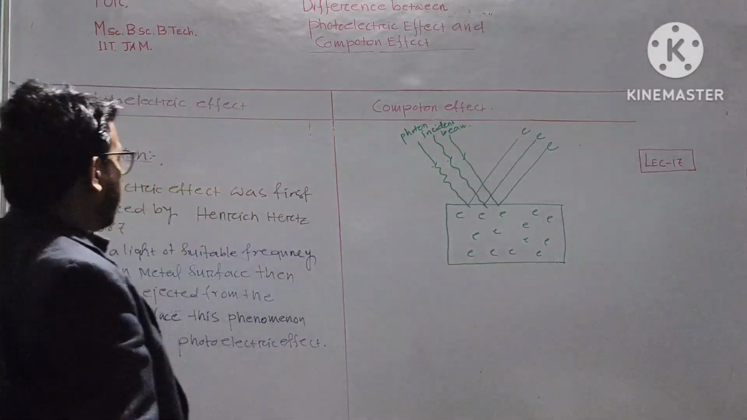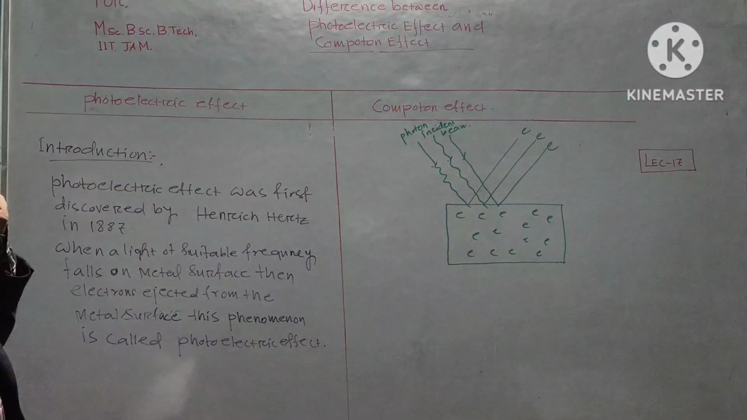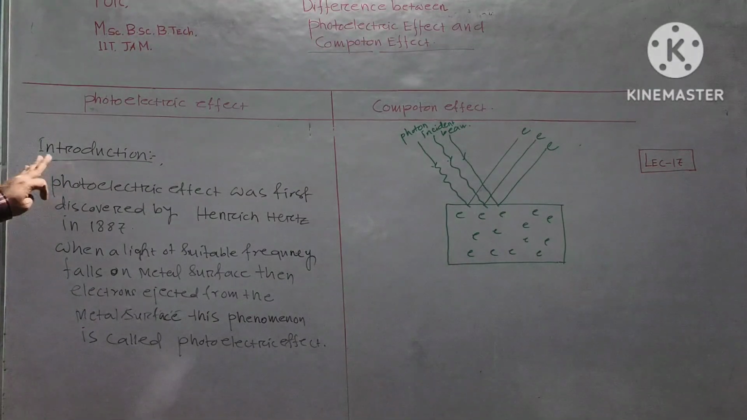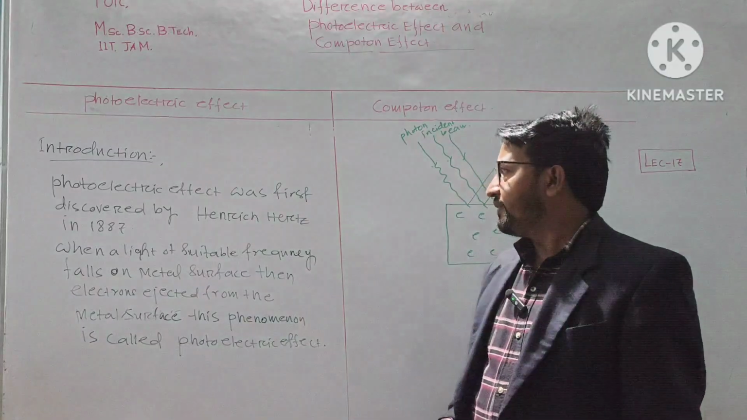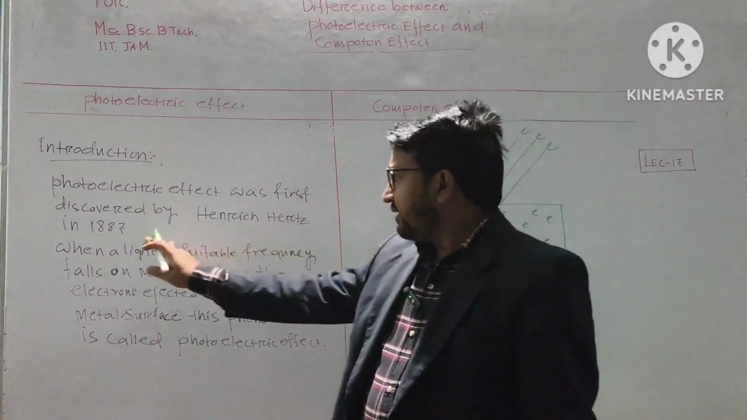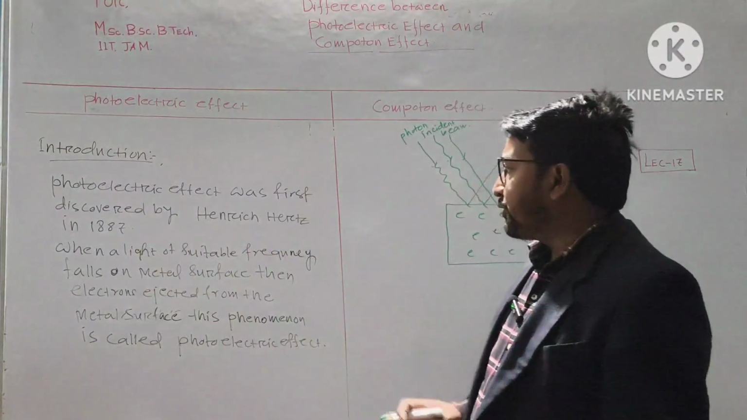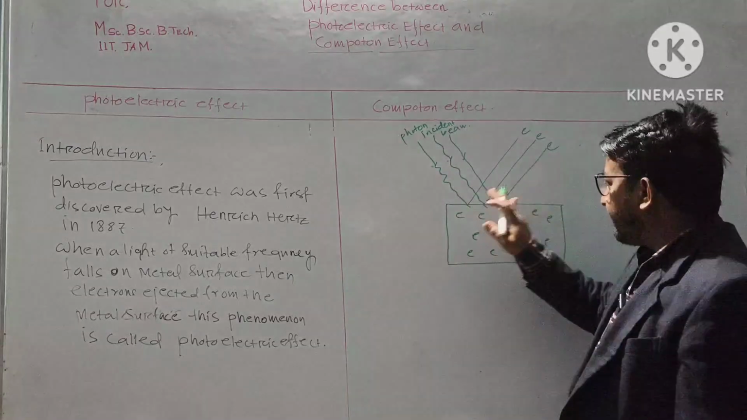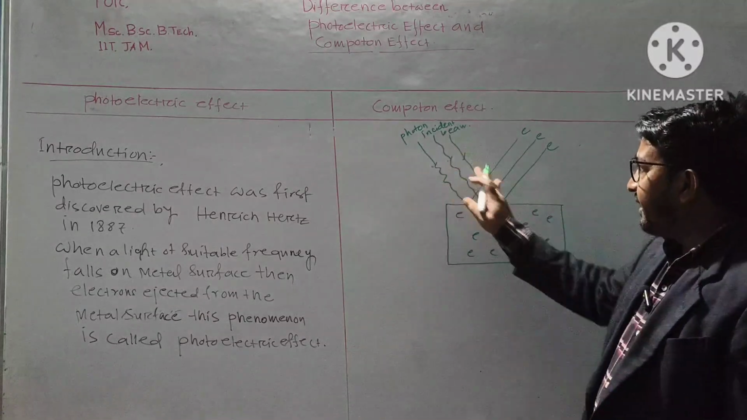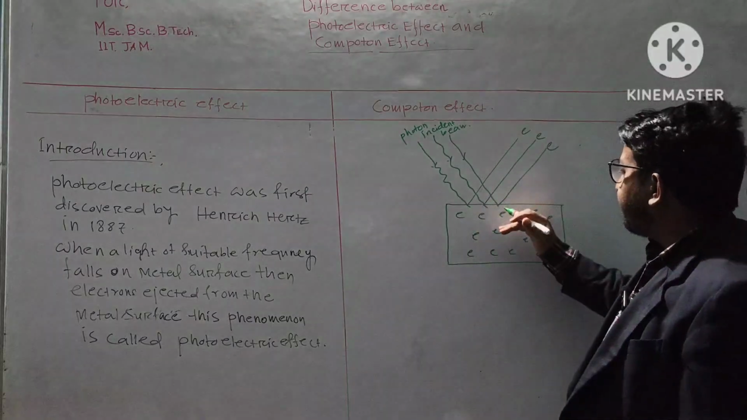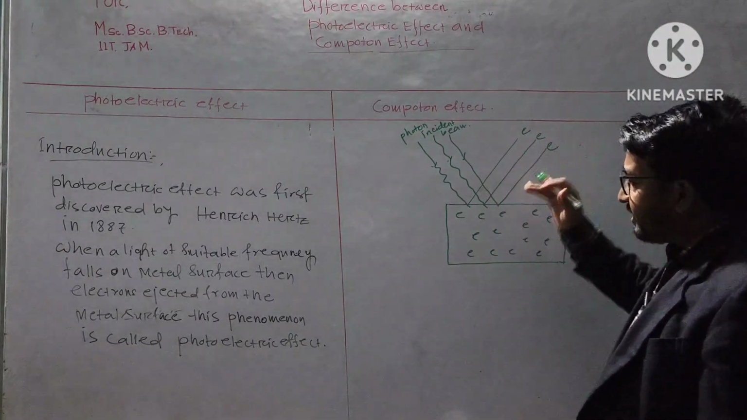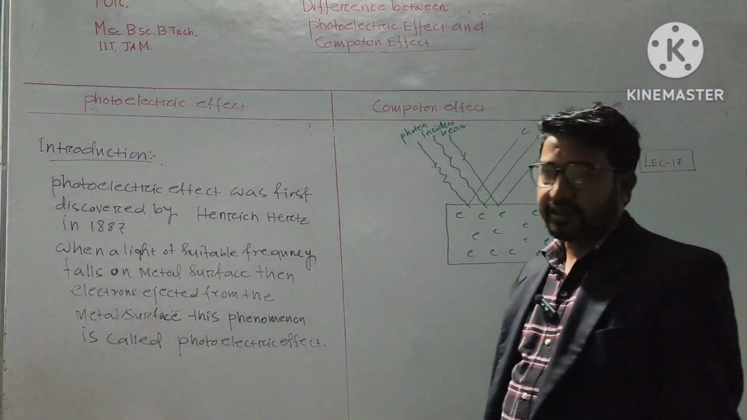So the definition of the photoelectric effect, the statement of the introduction: the photoelectric effect was first discovered by Heinrich Hertz in 1887. When a light of suitable frequency falls on a metal surface, then after the incident photon falls, an electron is ejected from this metal surface, and this phenomenon is called the photoelectric effect.